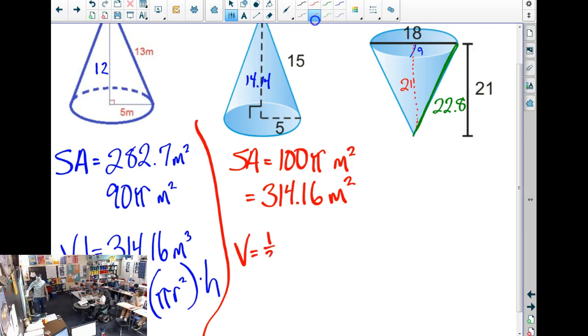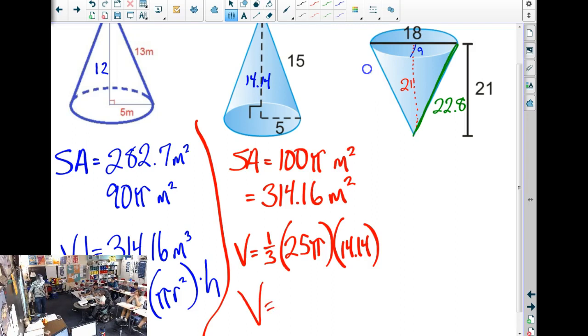If we do the volume here, 1/3 of 25 pi times the height of 14.14, what's the volume? I got 324. I got 370.24. That sounds too big. I got 900. Lauren's wrong. Look at your last number you typed in. I got 370. Oh, for volume? It's 14.14. I get 370.18, so anywhere close to that.